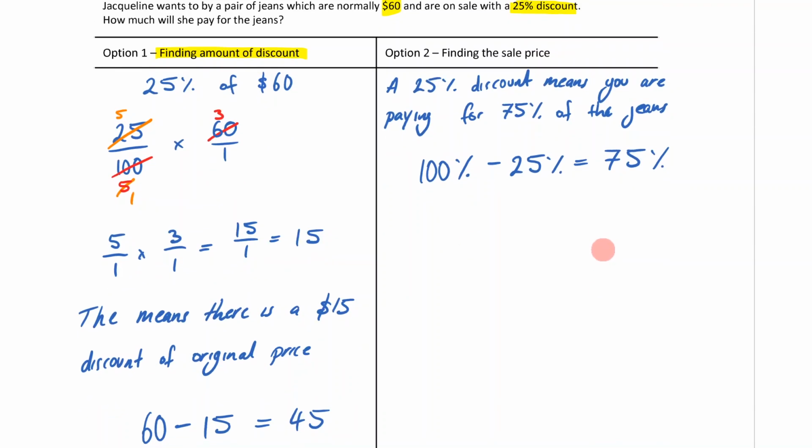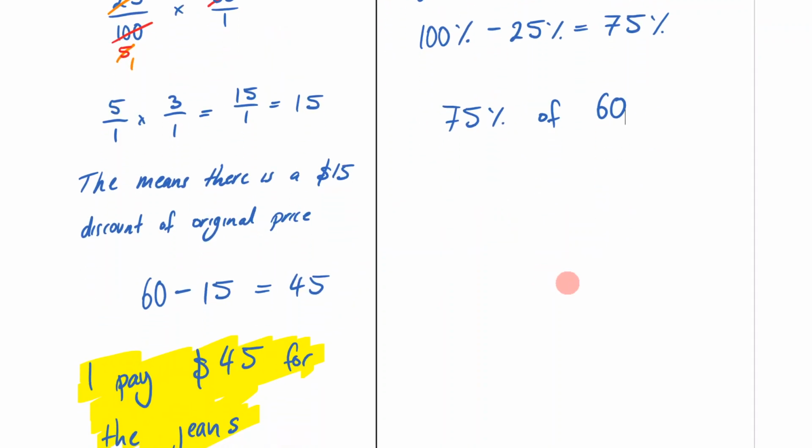So we could simply find what is 75% of $60. So instead of finding 25% of $60 and then subtracting it, we could just do this and find it straight away. So let's go through this process. We're going to get 75 on 100 times 60 on 1. Now I'm going to do some cancelling. There are multiple different ways you could do this. This time, just to make things interesting, let's cross out that 0 with that 0.